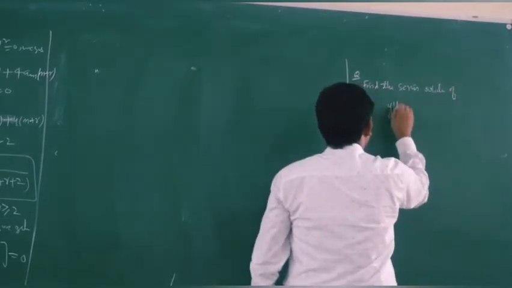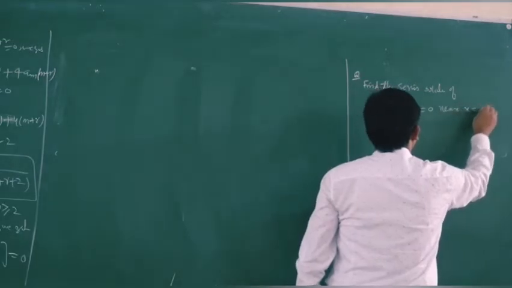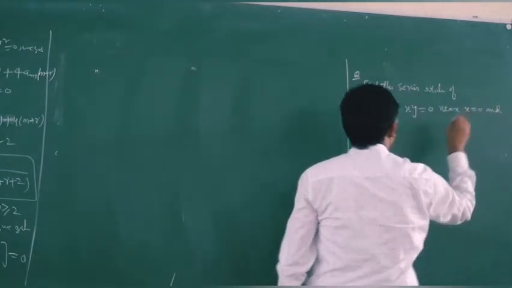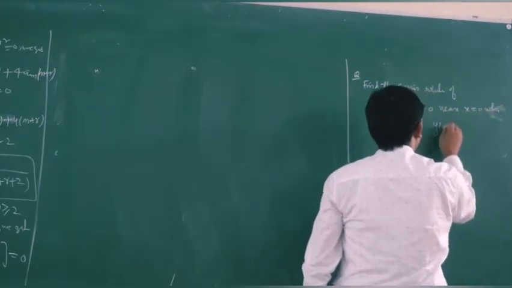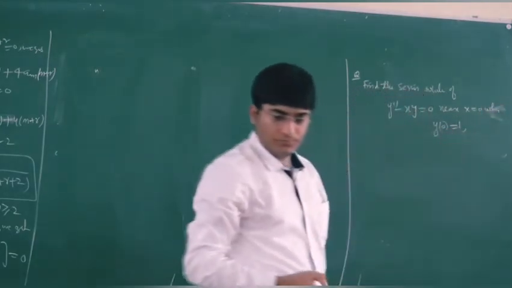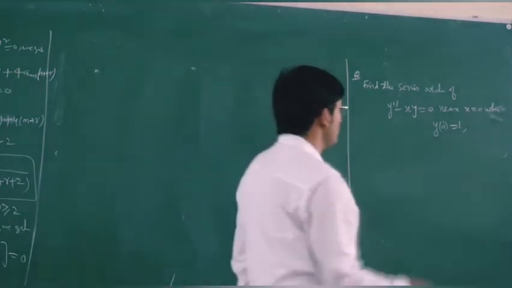y double dash minus xy equal to 0 near x equal to 0, where we have two boundary conditions. One is y0 equal to 1 and y dash 0 equal to 0.